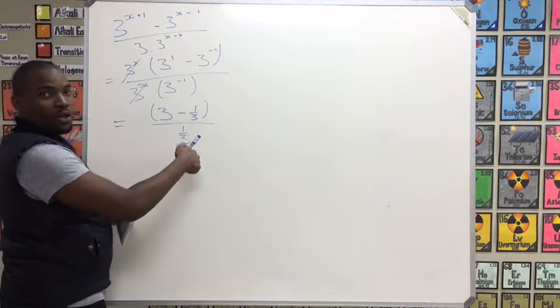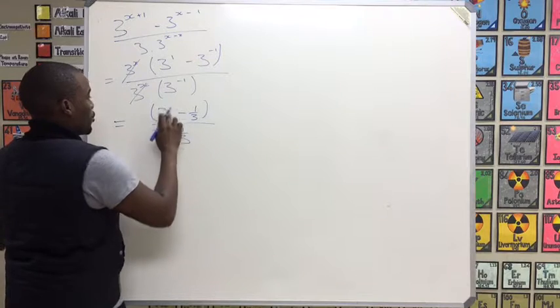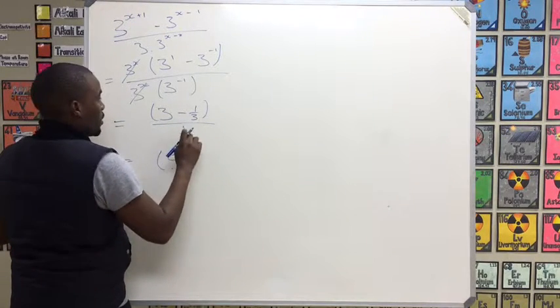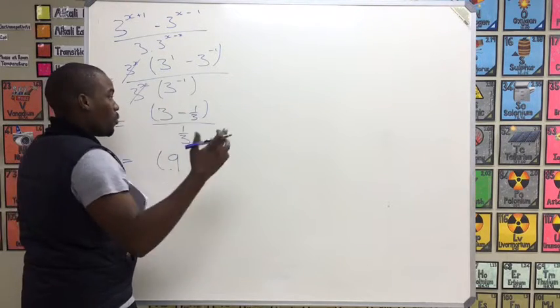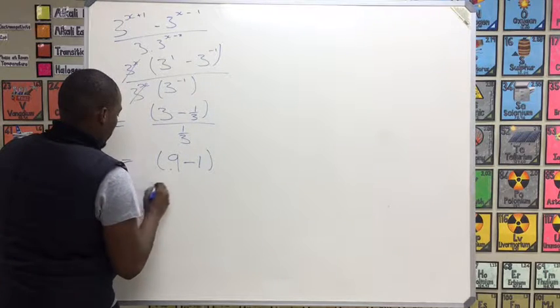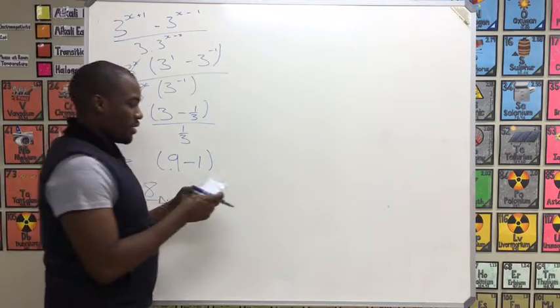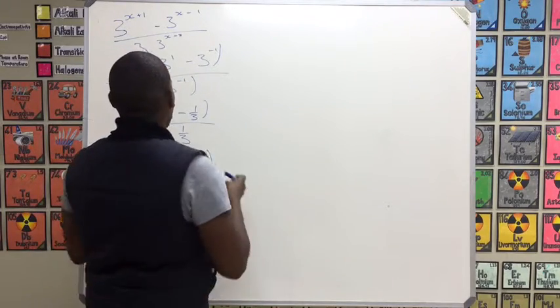And obviously when we divide by a third, it's the same thing as multiplying through by 3. So 3 times 3 is 9, and then 1 over 3 times 3 is simply 1, but a negative 1. And then our final answer is 8. Simple enough.